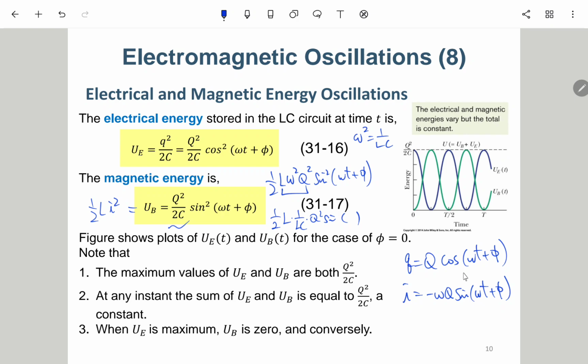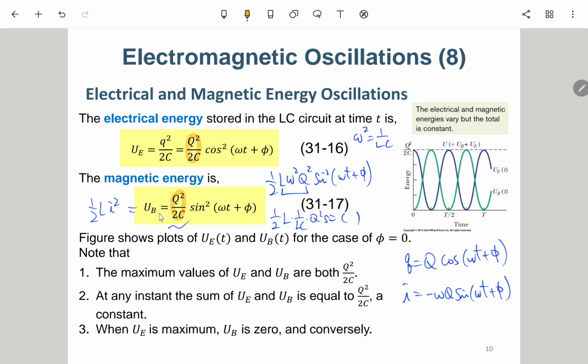Okay, so here we can observe something according to this UE and UB. The first observation is that the maximum values of UE and UB are both Q squared over 2C. It just wants to show that these two terms are the same. And at any instant, the sum of UE and UB is equal to Q squared over 2C.